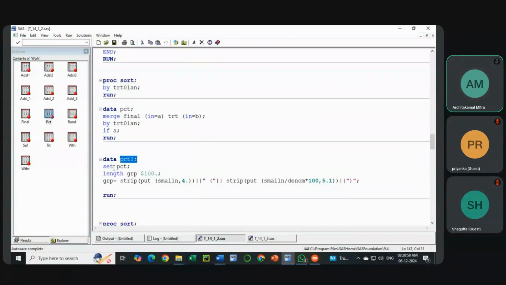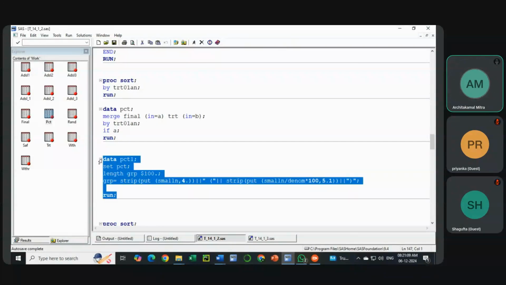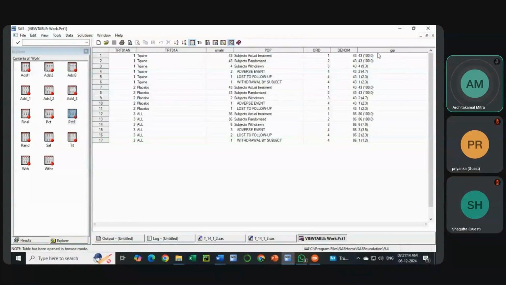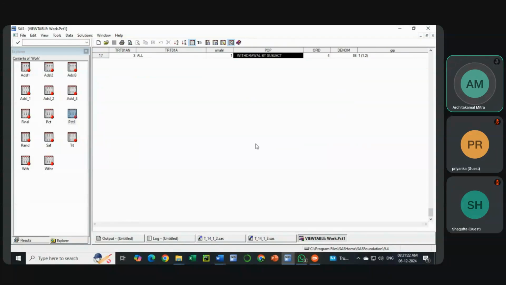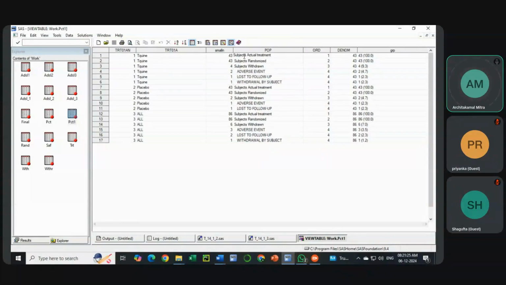Data PCT1, set PCT, length of GRP is 100. This is a new variable which we are adding. And in that variable we are keeping small n and then the division. Let's see how it comes, PCT1. See, 43%, 100, 43%, 100, 4%. It's out of 4, 9.3%, 2, 9. So we will only keep this population. So we will only keep this one, and yeah, we only have to keep pop and GRP.